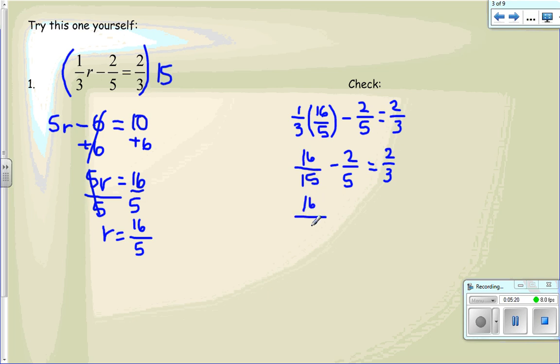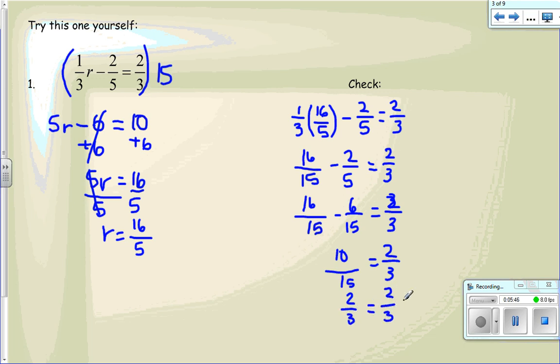So 16/15 minus, and if I change this to 15ths, I get 6/15 should equal 2/3. 16 minus 6 is 10 over 15 should equal 2/3. And if I reduce 10/15 by dividing by 5, I get 2/3 equals 2/3. So I check.